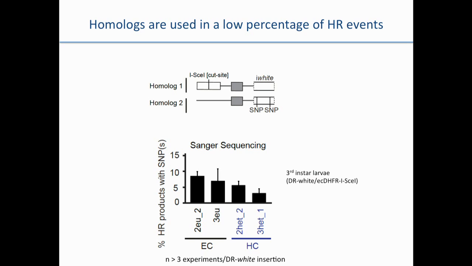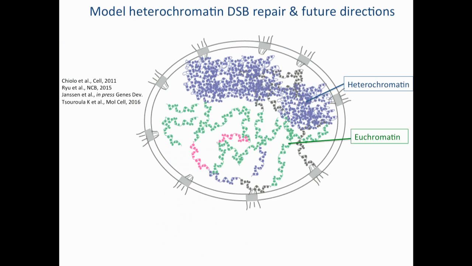On the y-axis, the percentage of HR products with the SNPs, so the percentage of HR products that use the homolog, in two euchromatic and two heterochromatic insertion sites. And it's around 3 to 8%. It's not a massive amount. So this indicates that the homologs can be used, but the majority most likely uses either in cis or the sister chromatid to repair their double-strand breaks.